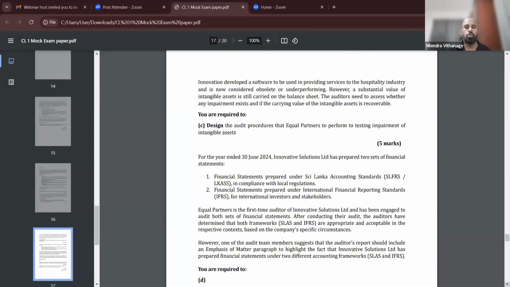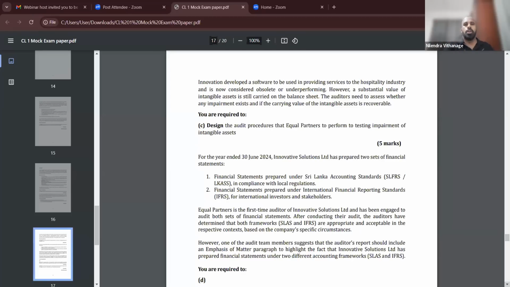Look at part C. Design the audit procedures that Equal Partners should perform to test impairment of intangible assets. Impairment testing: how to verify recoverable amount, fair value, value in use, and how to audit value in use and fair value, go to the study pack and look.